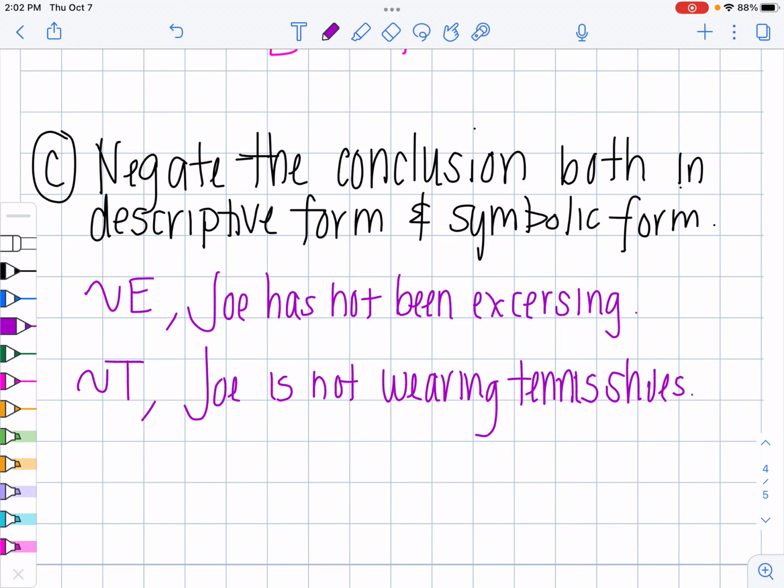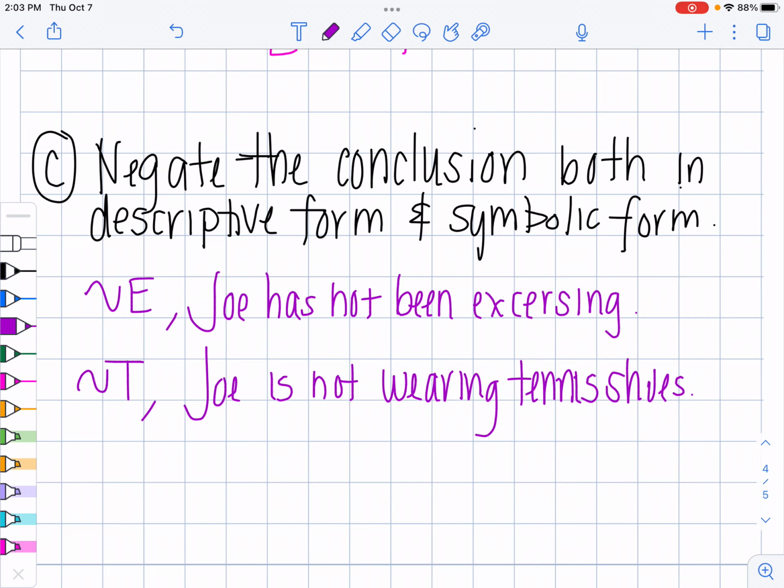Okay. Let me know if you have any questions. Also know, by the way, that when you negate something, you literally just want to use the word not, or not the case. You don't want to change the subject or say, like, Joe is wearing flip-flops. You are literally taking the statement and making it the opposite of the original statement that they gave you.